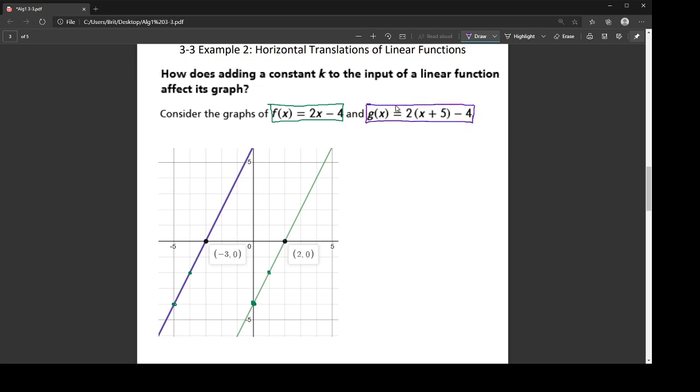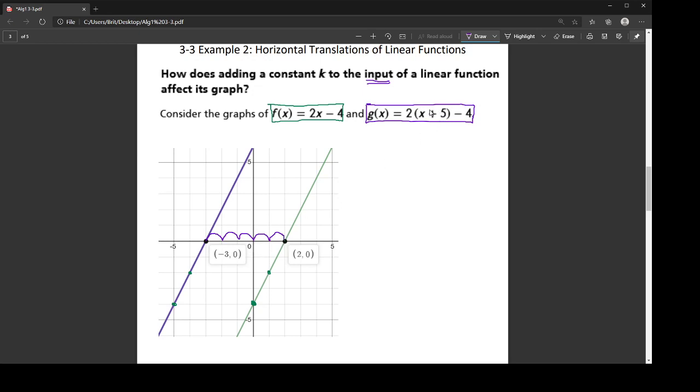So notice what they've done is they have added 5 to the input of the function. They added it to the x, and they put it in parentheses. So when they did that adding of 5, what it's done to our graph is it's moved it 5 units to the left. Now that feels a little bit backwards, right? Usually if we add 5, it goes the other way.